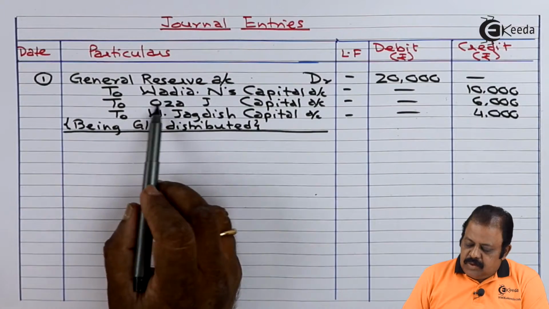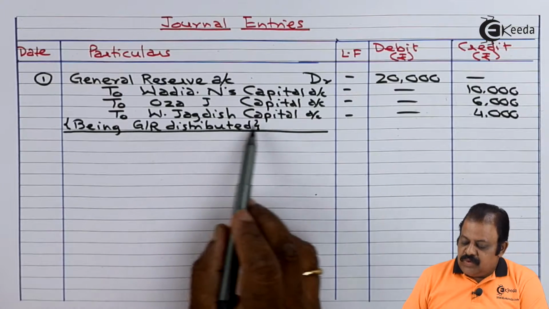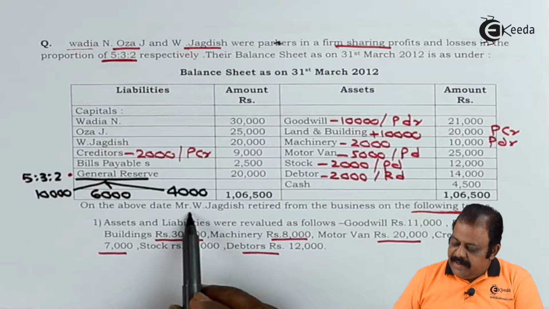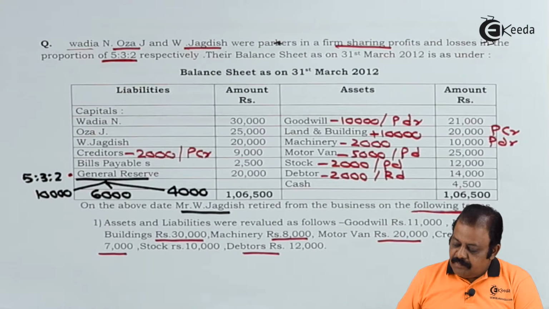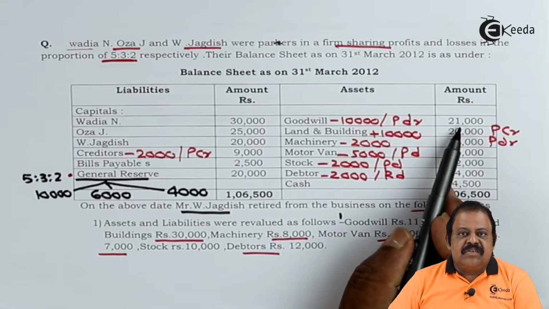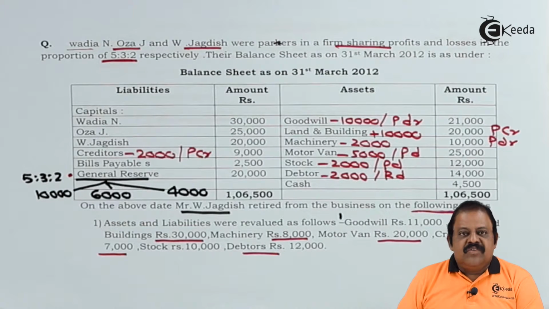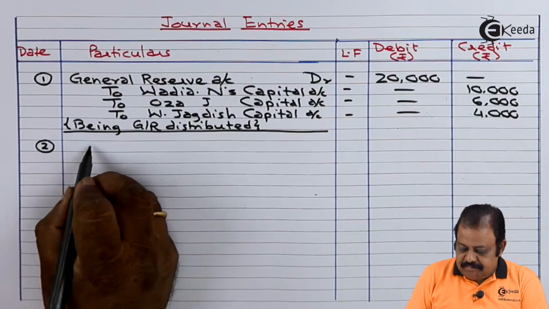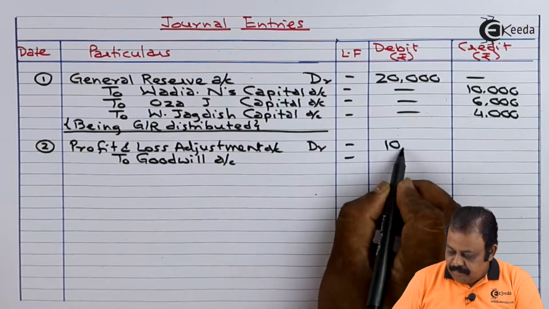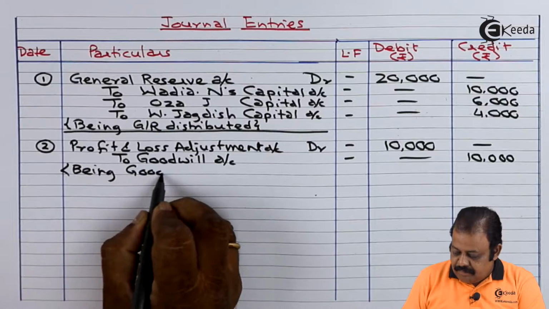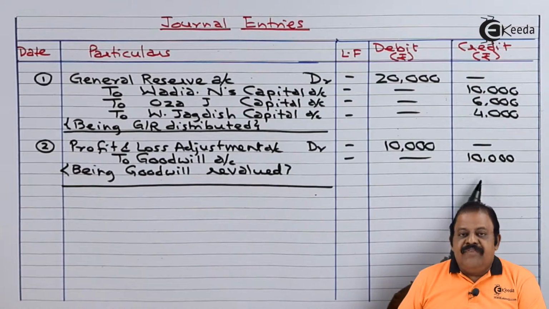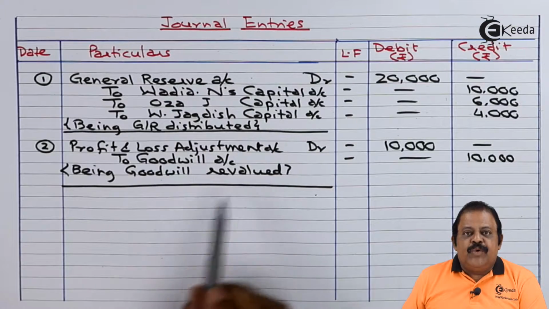General reserve account debit, to Wadia's capital account, to Oza's capital account, to Jagdish's capital account, being general reserve distributed in profit sharing ratio. On the above date, Jagdish retired from business on the following terms. Assets and liabilities were revalued as follows. First, goodwill 11,000. It is 21,000 in the old balance sheet. Revised value is 11,000. So there is a reduction of 10,000. Profit and loss adjustment account debit 10,000, to goodwill account 10,000, being goodwill revalued.